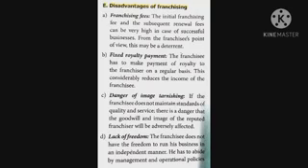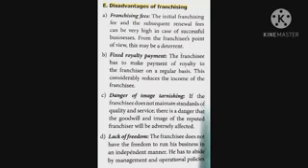And third one, danger of image tarnishing. For example, suppose the franchisee does not maintain the standard quality and service. Okay, the goodwill and image of the reputed institution will be affected. For example, if they are not maintaining the standard of the product, the name will be spoiled. So goodwill and image of the reputed franchisor will be affected. Okay, so this is one thing.